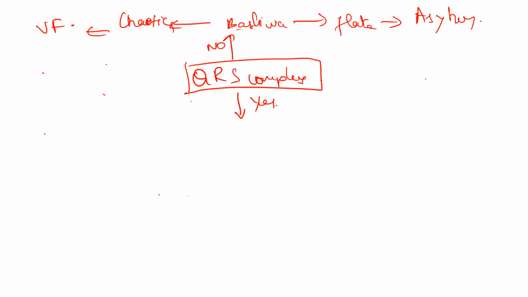Yes, sir. Look at the QRS complex, see whether it is present or not. If it is not present, check the wave. If it's a flat wave, it is going to be asystole. If you get a chaotic wave, it is going to be ventricular fibrillation. Got it? Now let's go to the other end.